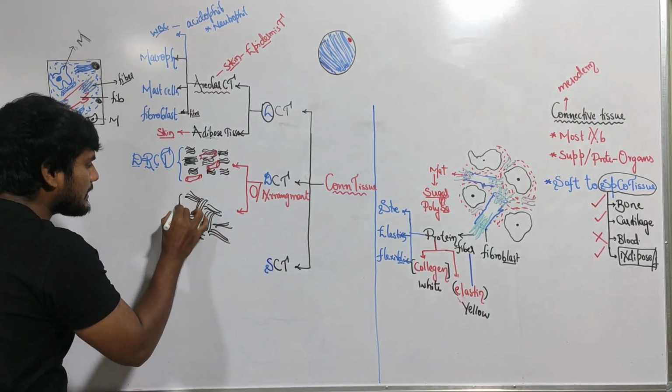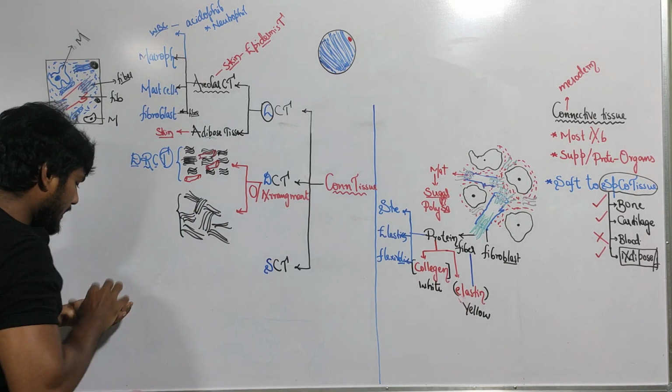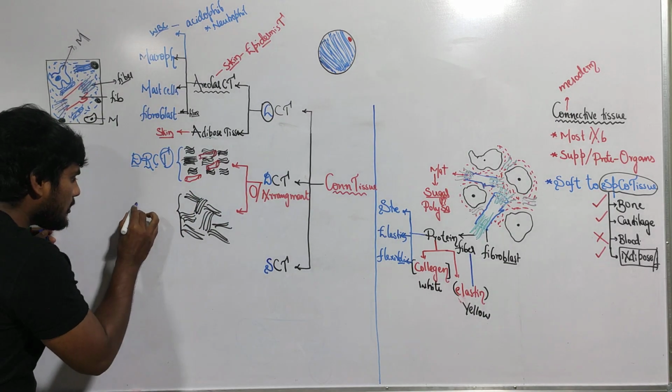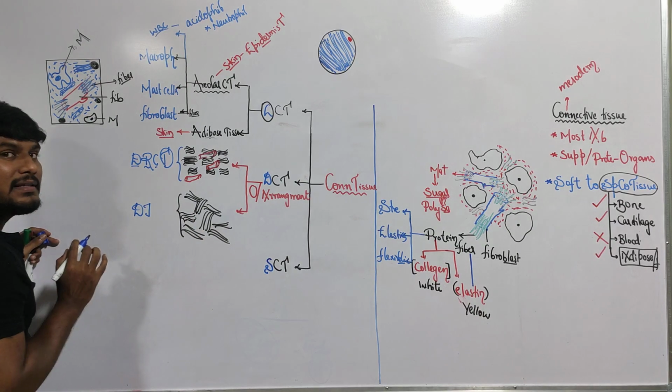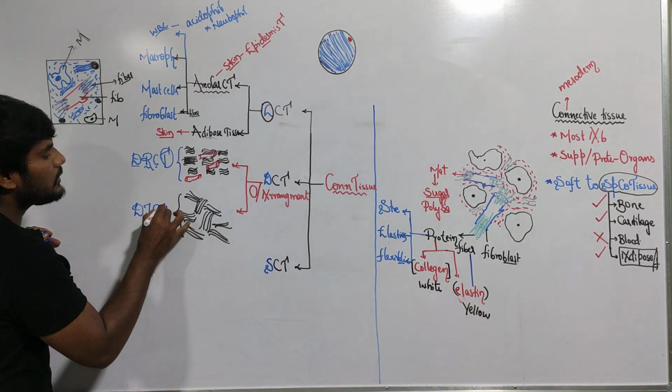But they are very near. Because of the presence of fibers near each other, it is also dense, but not in a regular fashion, in an irregular fashion. So it is dense irregular connective tissue.